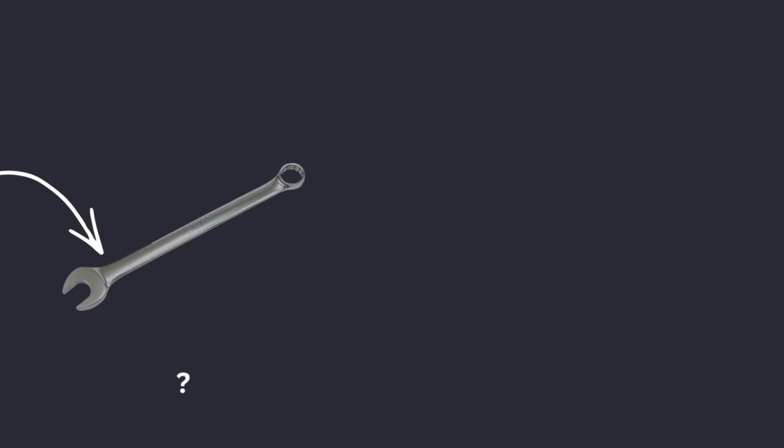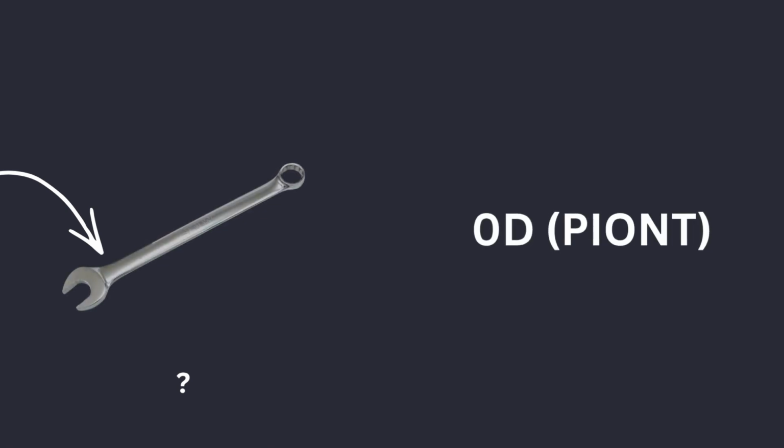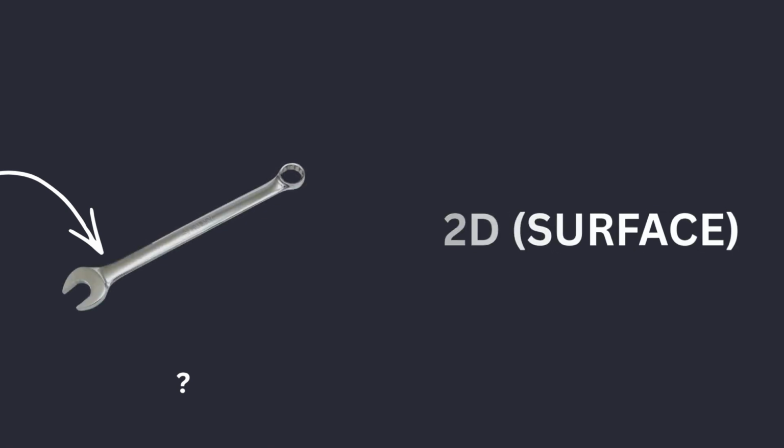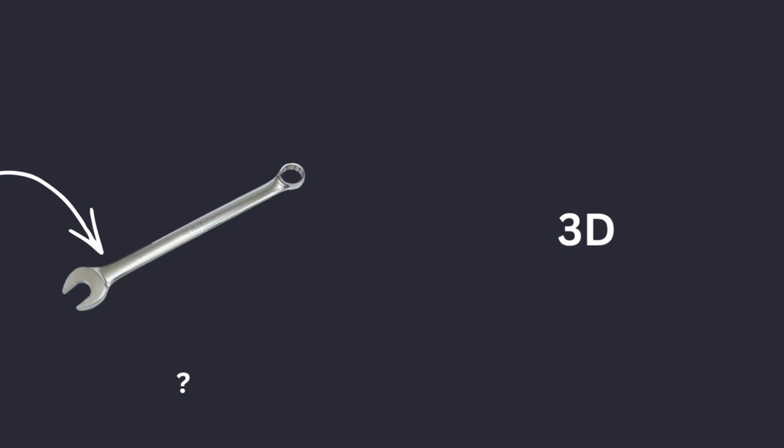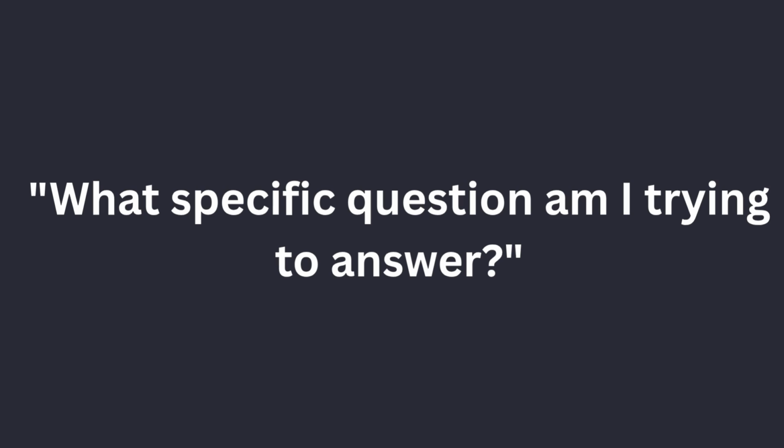Maybe, and maybe not. If the geometry and loading allow it, you might simplify the problem. Maybe the thickness is small enough that a 2D approximation is reasonable. Maybe the geometry has symmetry, so you only use half of it. And sometimes you can reduce the problem even further. You can have 0D, 1D, 2D, and 3D, depending on what you're actually trying to calculate and the level of complexity you want your answer to handle. So instead of asking, how do I simulate this entire object, ask, what specific question am I trying to answer? Then choose the model that can answer it.